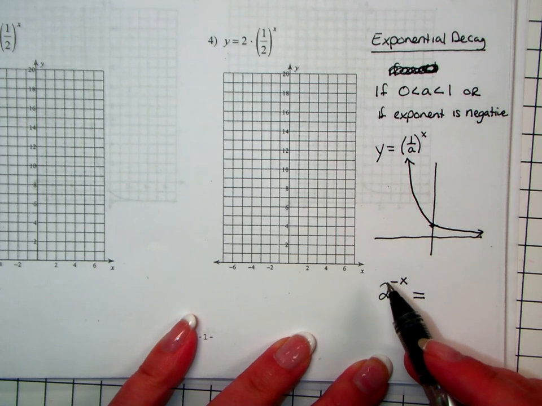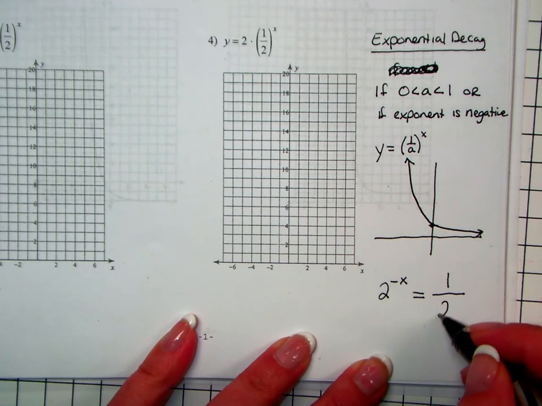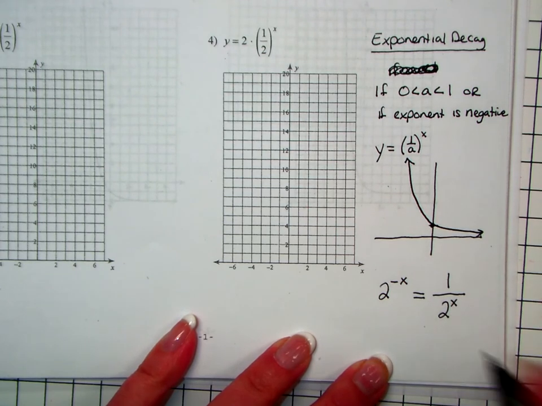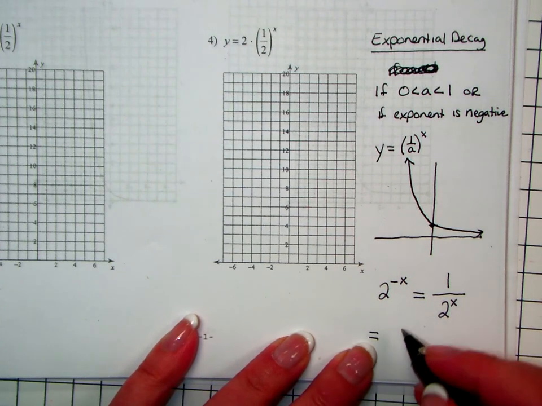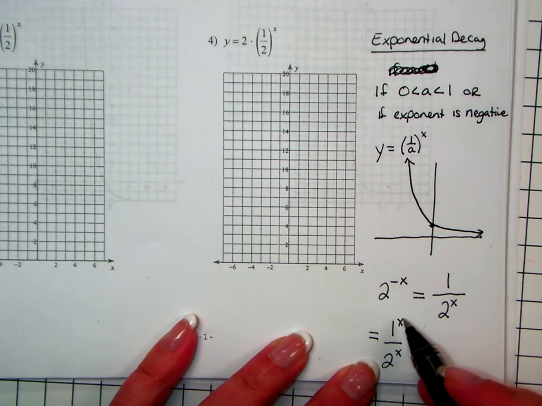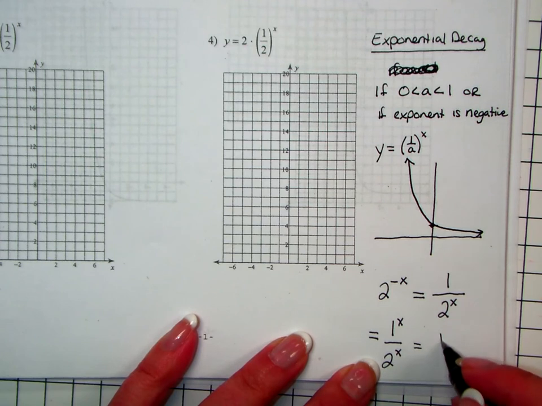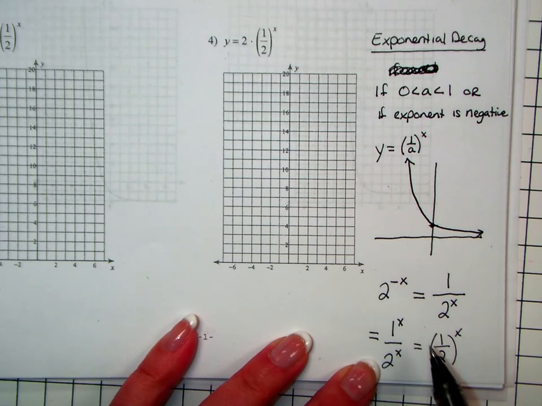And if I wanted to make this exponent positive, I would move it to the denominator. So I would have a 1 on top and a 2 to the x on the bottom. Now I'm going to do a little bit of fancy algebra here. This 1 over 2 to the x is equal to 1 to the x over 2 to the x, right? Because if you raise 1 to any power, you still get 1. And then I can factor out the x. So I get 1/2 to the x power. So you can see how the negative exponent really turns it into a fractional base, right?